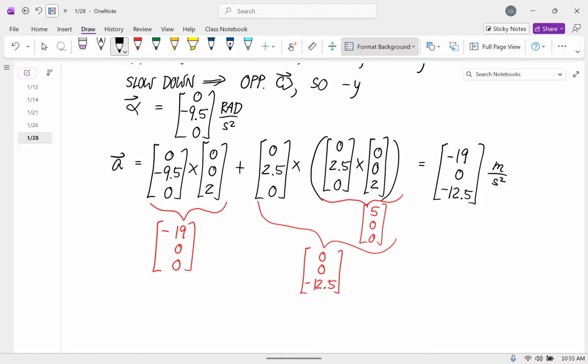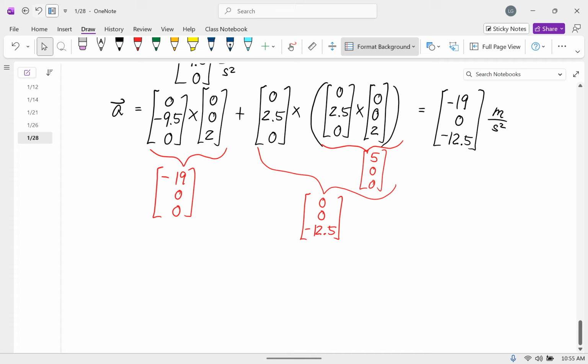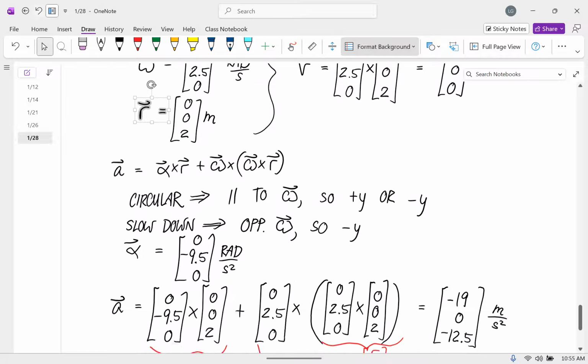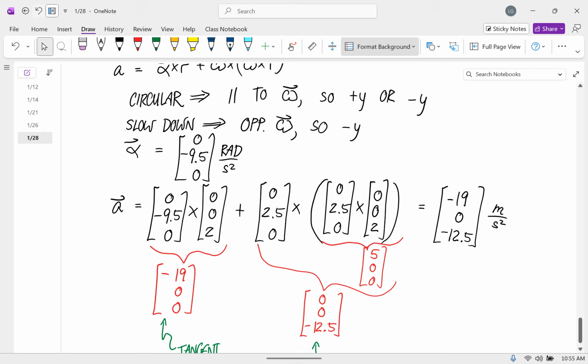Okay, well, this is the centripetal acceleration. And this is the tangential acceleration. Let's look at those and compare those to our intuition about what's going on. So first, the tangential. If this thing is slowing down, the tangential acceleration needs to be opposite of the velocity vector. Our velocity vector was in the positive x. This is in the negative x, so that makes sense.